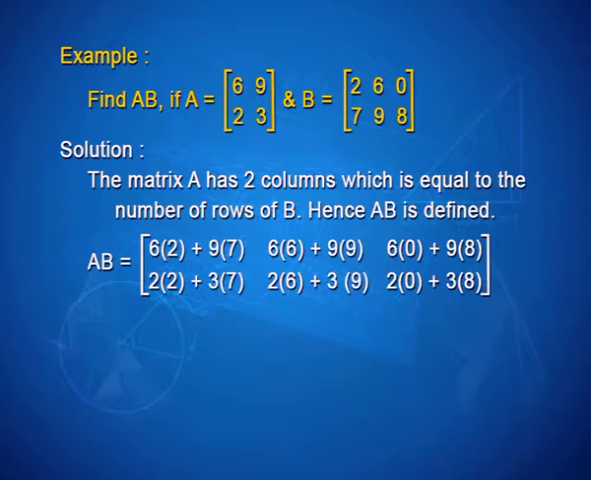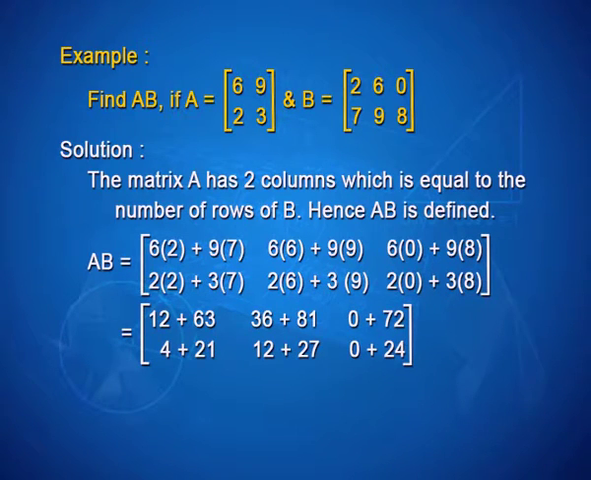On simplifying, we get 12 plus 63, 36 plus 81, 0 plus 72 as the elements of the first row, and 4 plus 21, 12 plus 27, 0 plus 24 as the elements of the second row. On simplification, we get the matrix as 75, 117, 72 as elements of the first row, 25, 39 and 24 as elements of the second row. Here there is a special remark to be made.